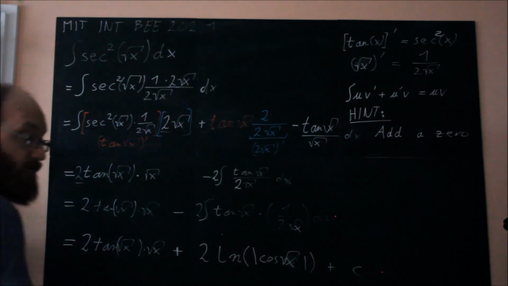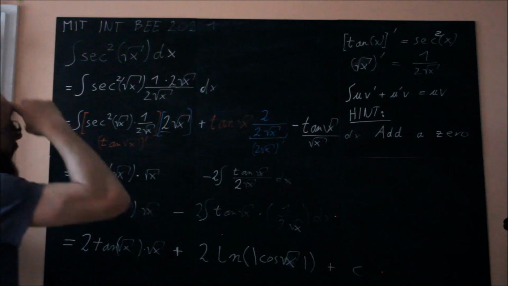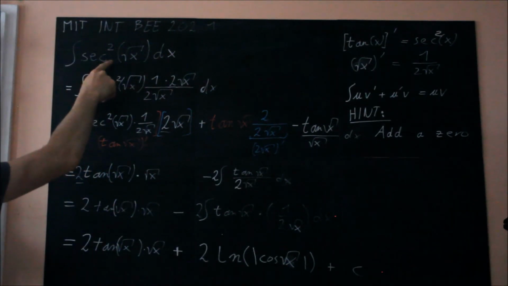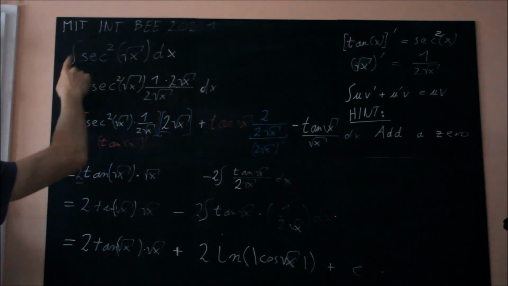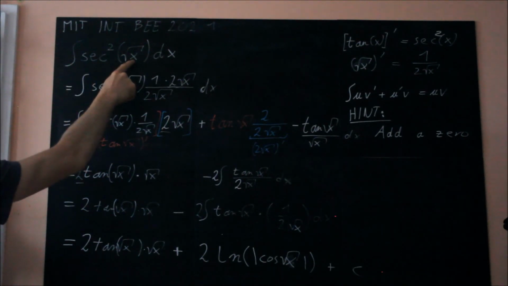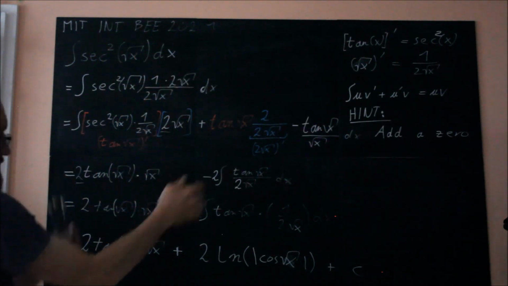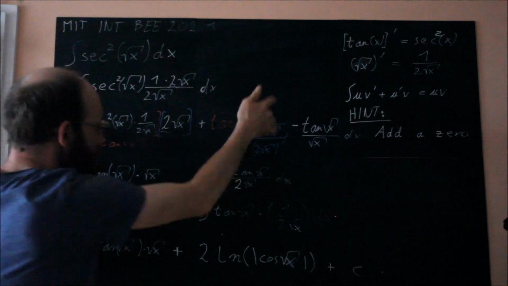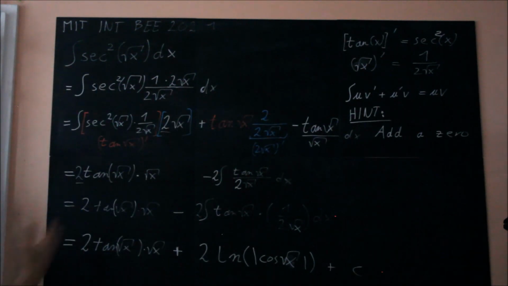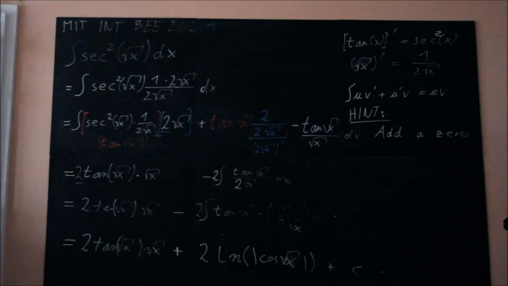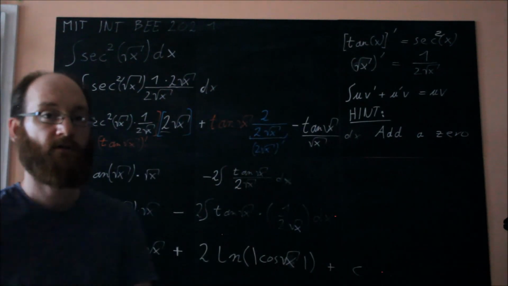And just to reiterate how I came up with this idea. Like I said, I know the secant squared integral is the tangent, and because of the square root I tried to force the integral to become the product rule, and hopefully the last term is easy to integrate, and here we were really lucky, and yeah, that's the integral.